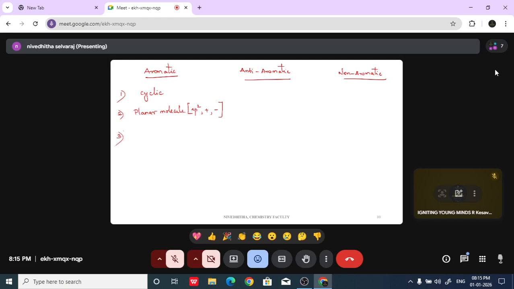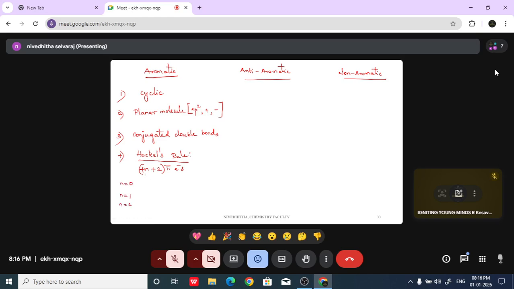The third condition is that the organic compound should have conjugated double bonds. I'll teach you what a conjugated double bond is also. And finally, that organic compound should have 4n plus 2 pi electrons. Basically, if an organic compound contains 4n plus 2 pi electrons, then it is obeying Huckel's rule. See, this n doesn't have any physical meaning. This n can be 0, 1, 2, 3, etc.